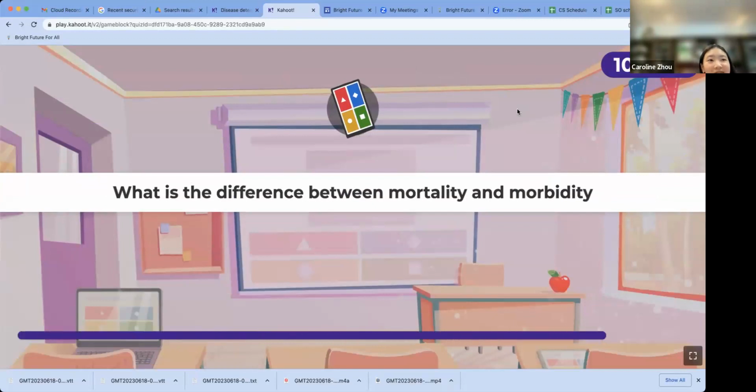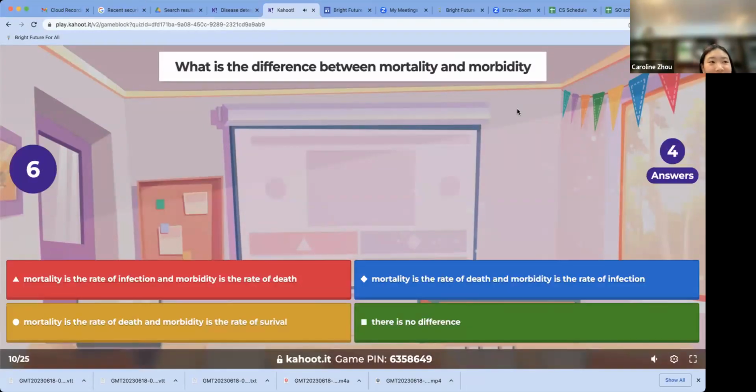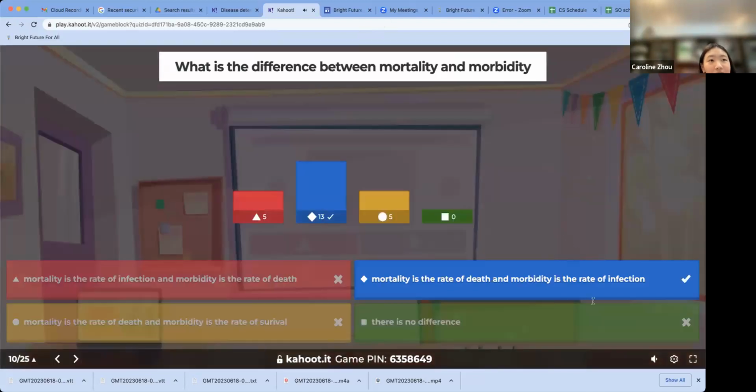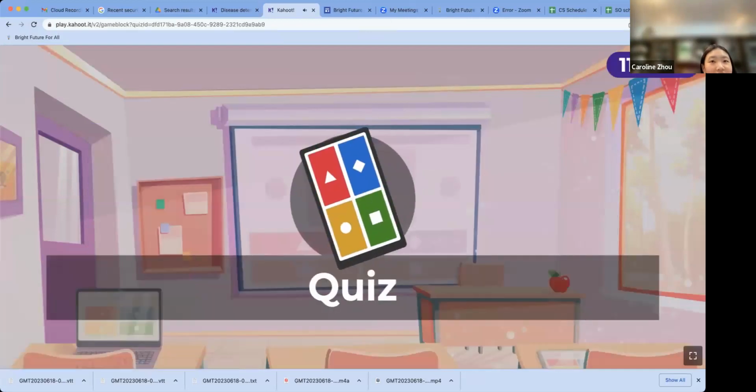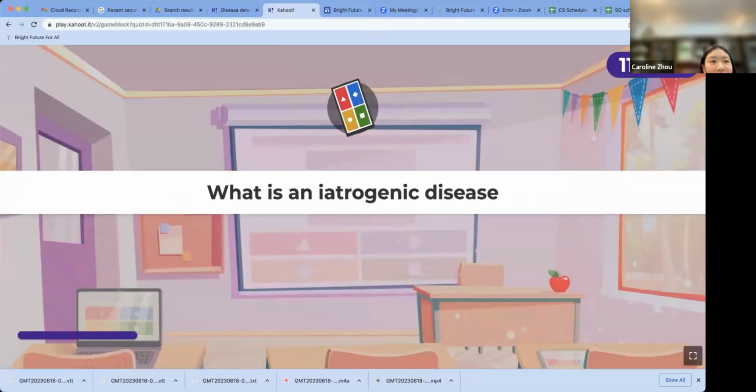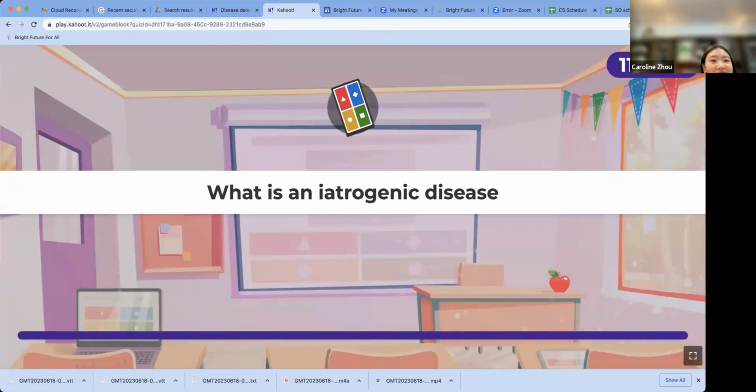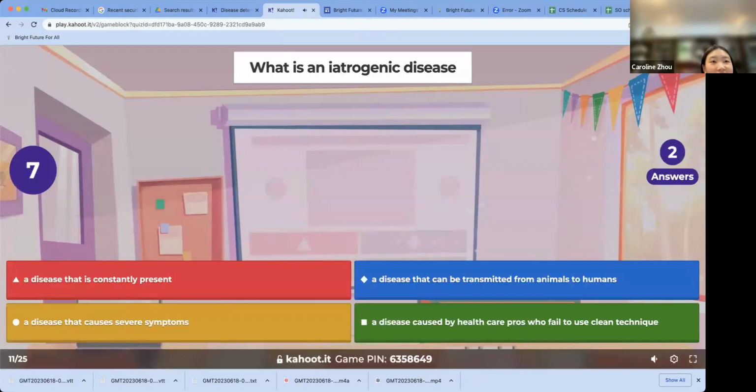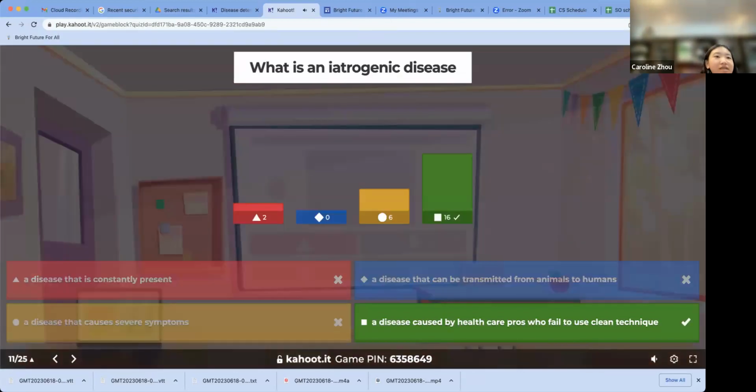What is the difference between mortality and morbidity? Yeah. Mortality is the rate of death and morbidity is the rate of infection. Double points. What is an iatrogenic disease? Yeah, it's a disease caused by healthcare professionals who fail to use clean technique.